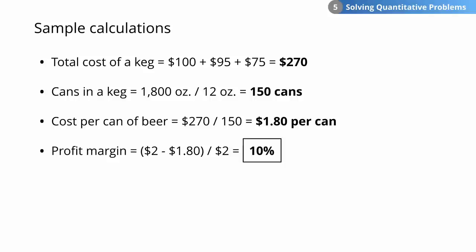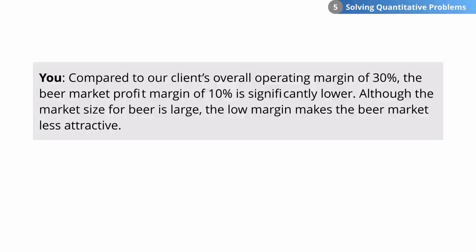Now that you have your answer, remember to tie your answer back to the overall case objective. Compared to our client's overall operating margin of 30%, the beer market profit margin of 10% is significantly lower. Although the market size for beer is large, the low margin makes the beer market less attractive.